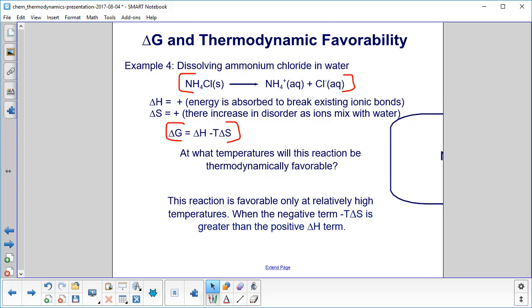So what do we have? This one's a little tricky. The reaction is favorable only at relatively high temperatures, right here. When the negative term, negative T delta S, is greater than the positive delta H term, then we will have a thermodynamically favorable condition. So we need a big value of T, high temperatures.